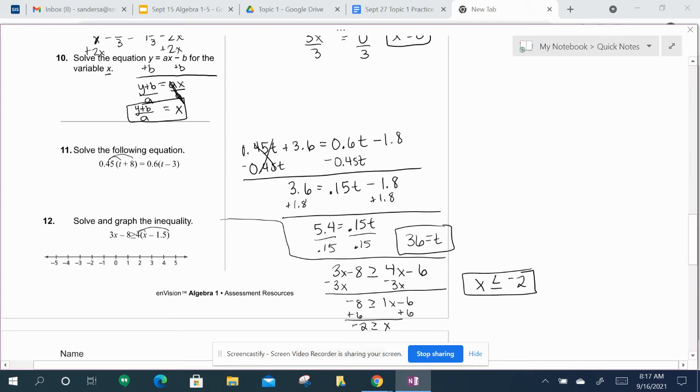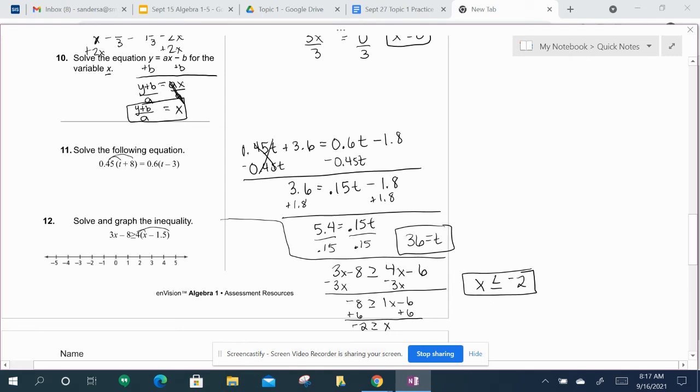Now, in my particular problem, I never multiplied or divided by a negative number, so I did not need to worry about flipping my sign on this one. However, there are opportunities in this problem, if you solved it in a different order, that you may need to do that. So don't forget that step.